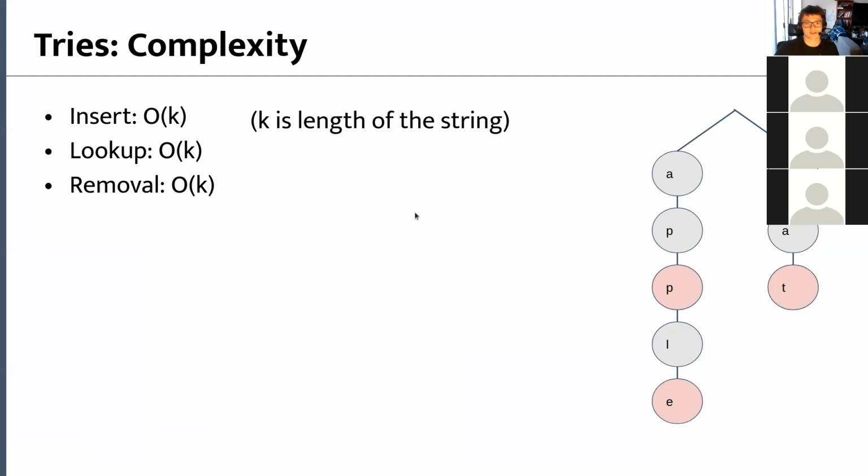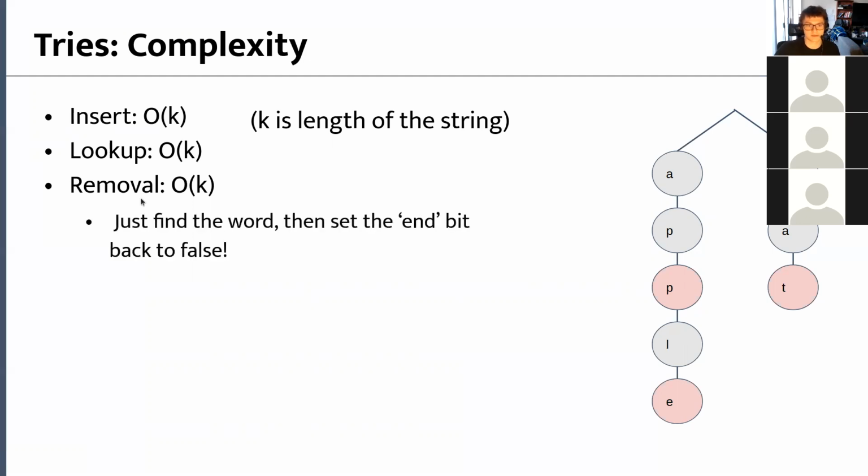In removal, you could think of this: find the word and just set the end bit to false. So if we wanted to remove apple, we could just find the word apple and then set this E to false. And I would say this would be a very common way of implementing removal, but one could argue, and I would say possibly rightfully so, that this is wasteful of memory, because if we delete apple, we could actually delete this LE chain on the end of this leftmost chain here.